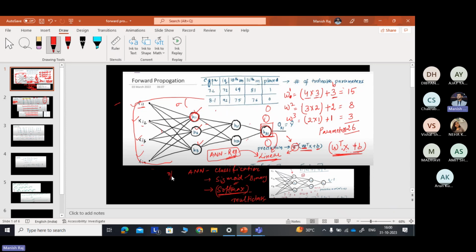At the output level, when we are talking about classification, then you will use sigmoid, step, or softmax when it is a multi-class problem. Till now, is everyone clear? Yes or no? Please reply.